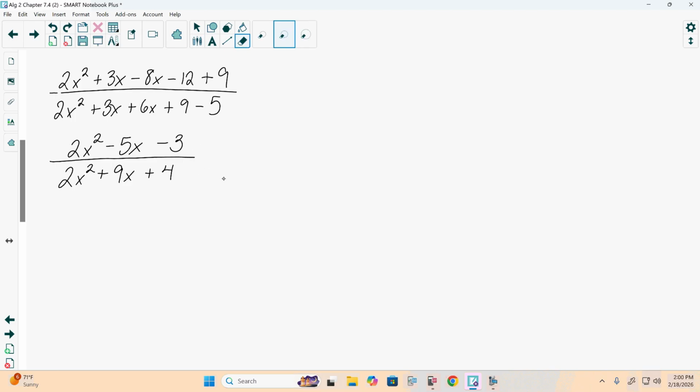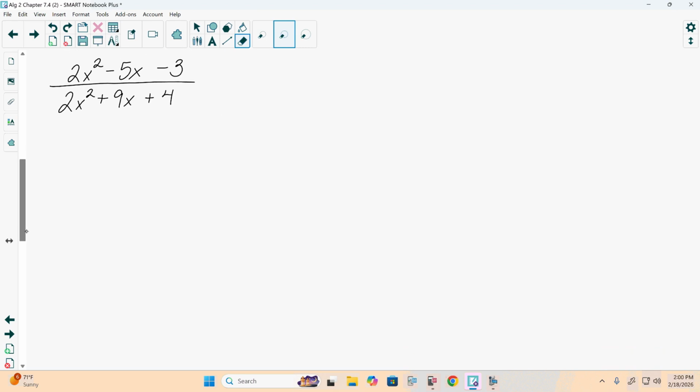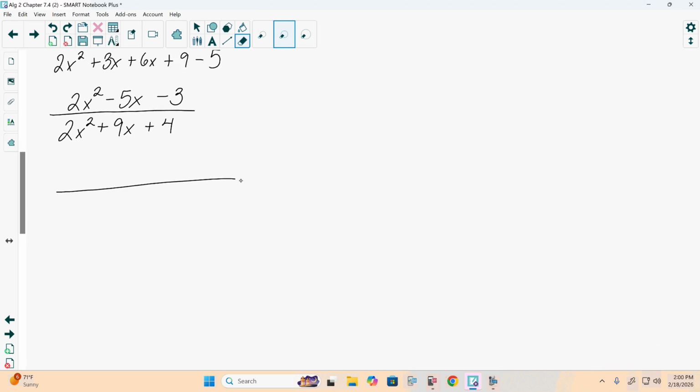Questions on this so far? We're good. We're still caught up. So this is the final answer as long as the numerator and denominator, the top and bottom, do not factor. I have a feeling they're going to factor.